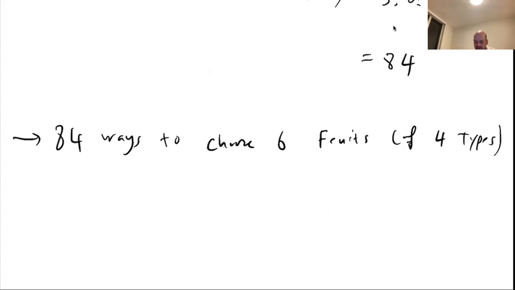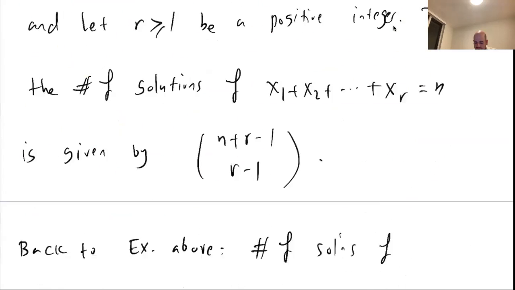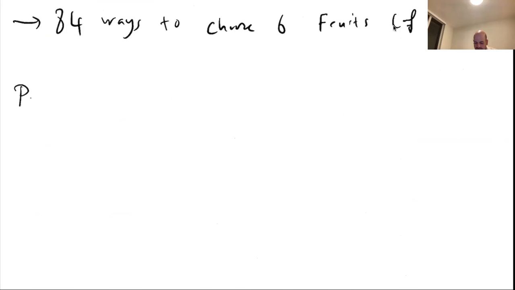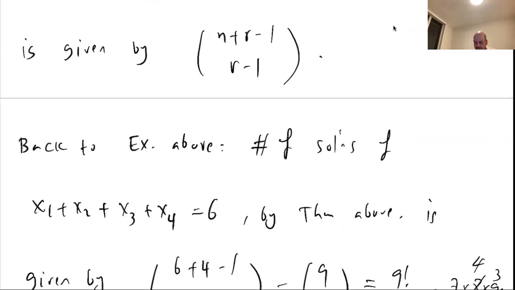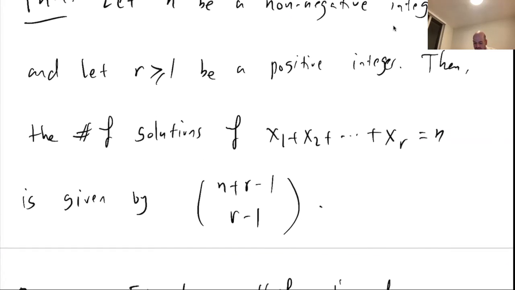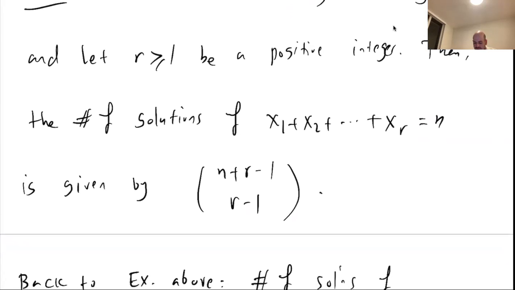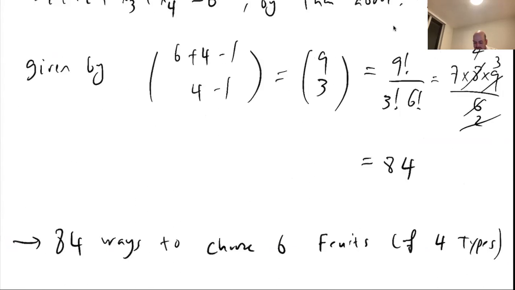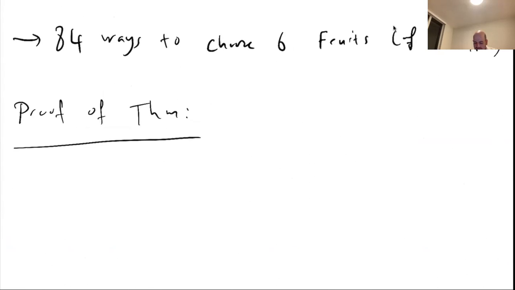All right, so now let's prove the theorem. Proof of theorem. We want to show that the number of solutions for this equation is given by n plus r minus 1 choose r minus 1. So I'm going to consider n plus r minus 1 bars in the following form.